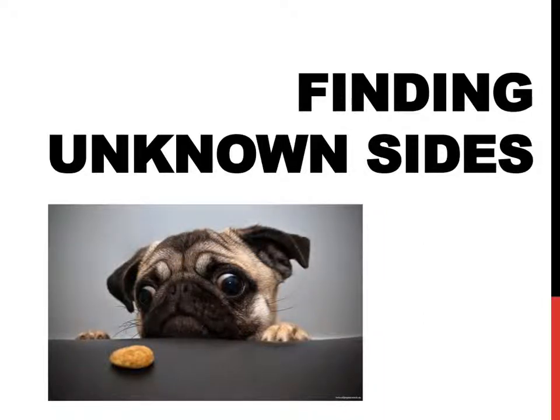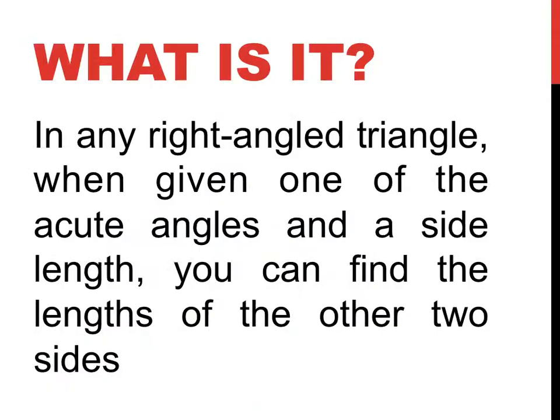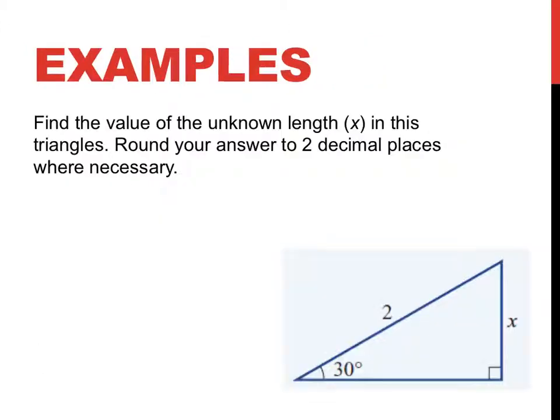Today we are going to use SOHCAHTOA to find the length of unknown sides. In any right angled triangle, when given one of the acute angles and a side length, we can use SOHCAHTOA to find the lengths of the other two sides. It says, find the value of the unknown length x in this triangle, round your answer to 2 decimal places. First thing that we need to do is label the sides that we have.